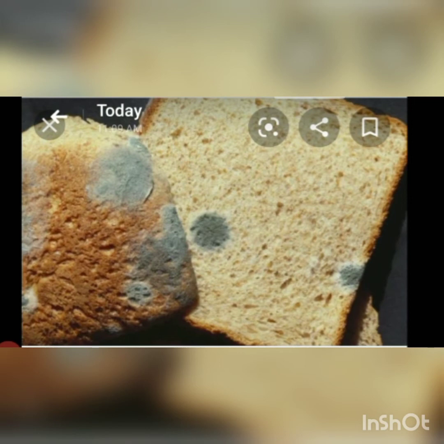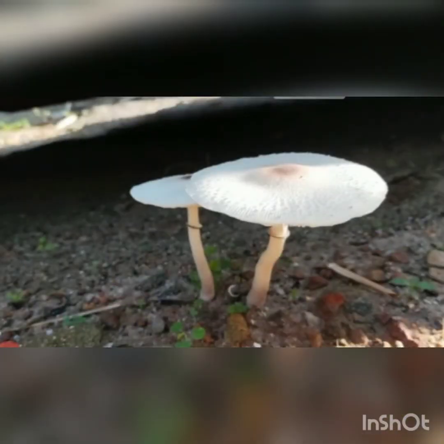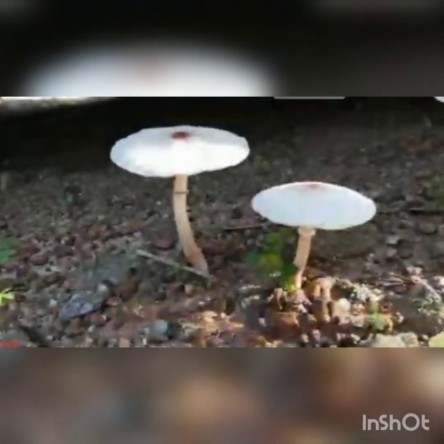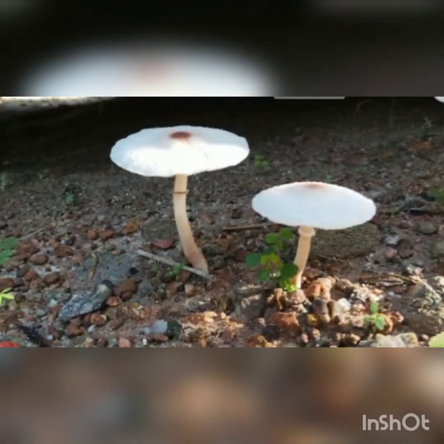Examples are bread mold. You must have seen this mold in bread. And mushrooms. You must have seen mushrooms also in the garden after a rain. So mushrooms and bread mold are examples of saprophytic mode of nutrition, in which digestion will be taking place outside the body, and after digestion the nutrients will be absorbed by the body of the organism.